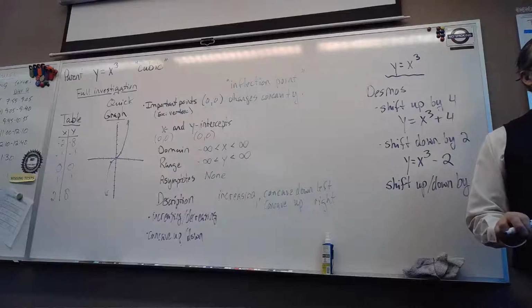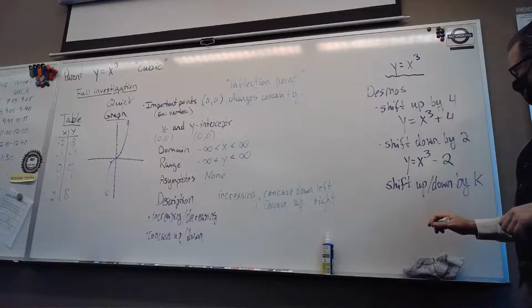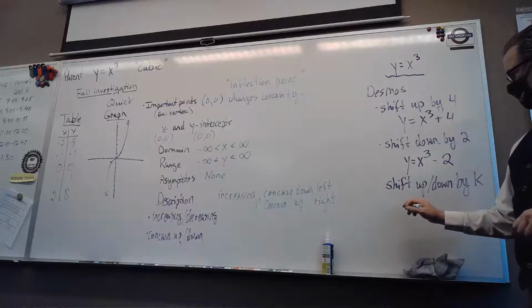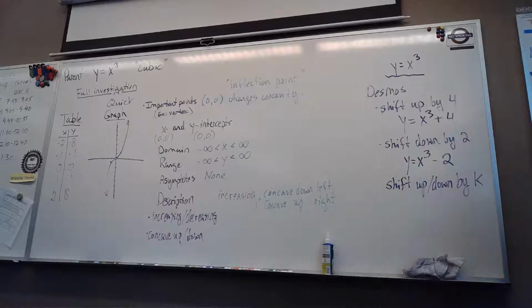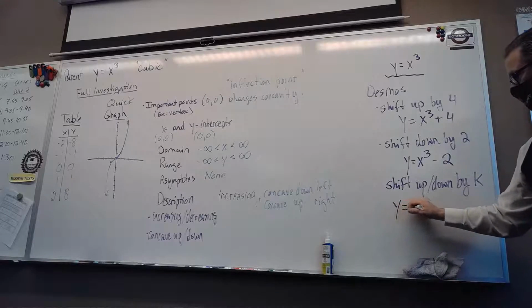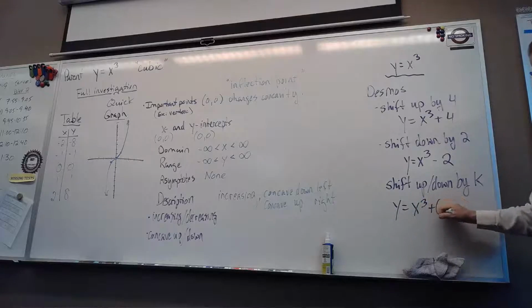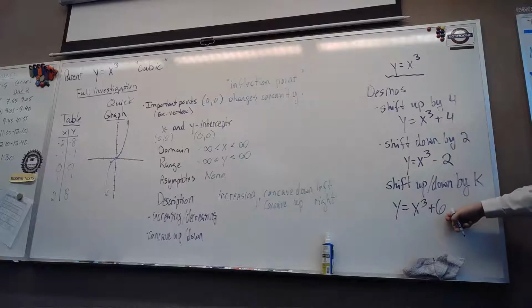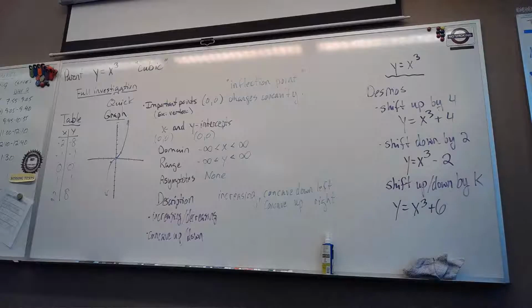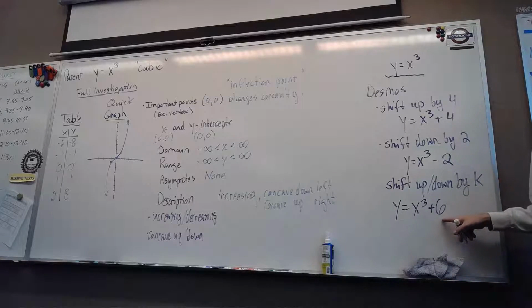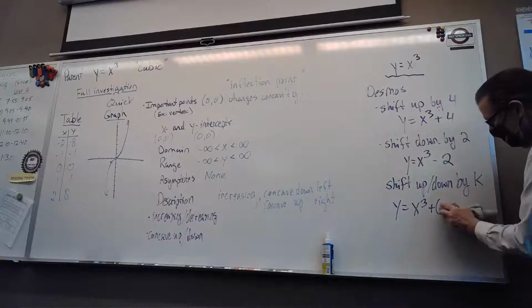I have no idea what that means. Oh, K is... might as well just do K plus 6. I'm still confused. What equation did you type into your grapher? Y equals x cubed plus 6. Okay, but that's not up or down by k, that's up by 6, is it not? But I want you to do up or down by some number k that we can change. So what would you put instead of a 6? K.